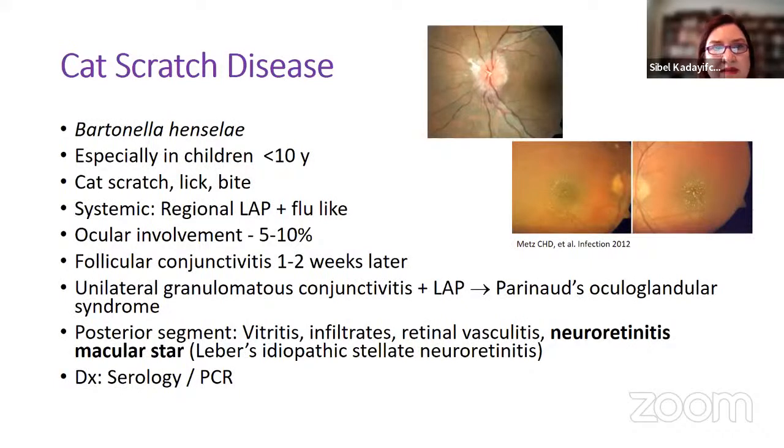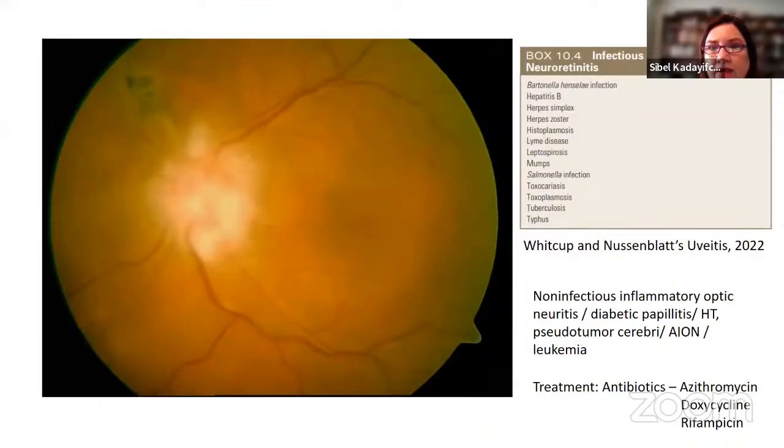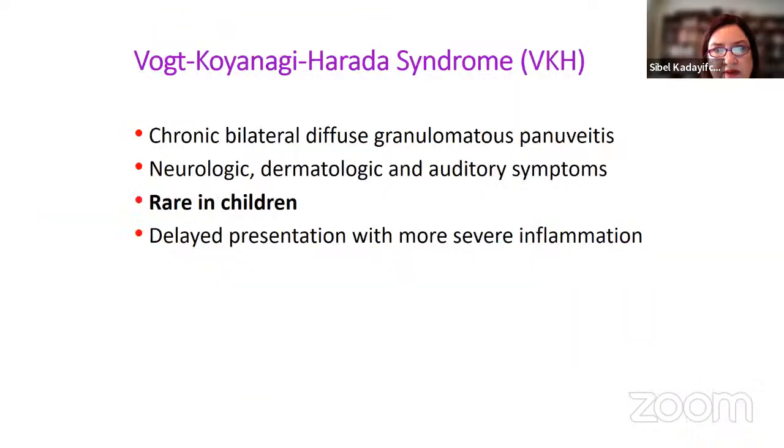Cat scratch disease can be seen in children less than 10 years old. Neuroretinitis and macular star are the main clinical characteristic findings. In Turkey, Dr. Tugal Tutkun and associates evaluated their cases over 10 years, and half of the cases were in the pediatric age group. Infectious cases of neuroretinitis and also non-infectious cases should be ruled out, and the treatment is with antibiotics.